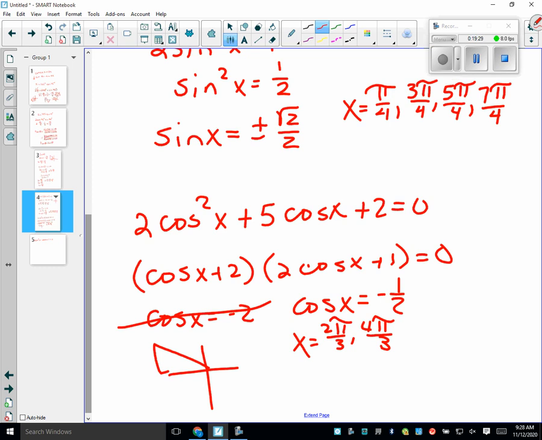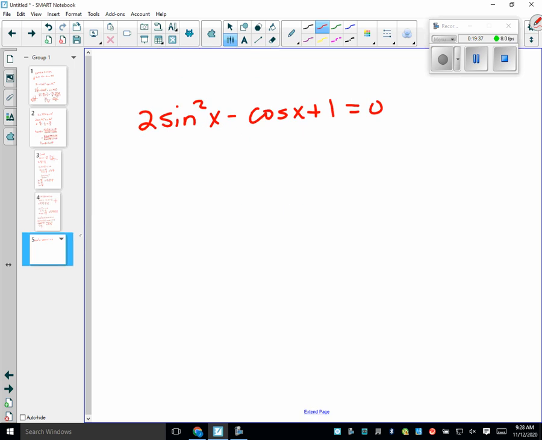Here, if cosine... yeah, never mind. I'm seeing it now. Are you okay? That's why this is nice, because I didn't erase it, I just moved it. All right, what are we going to do?